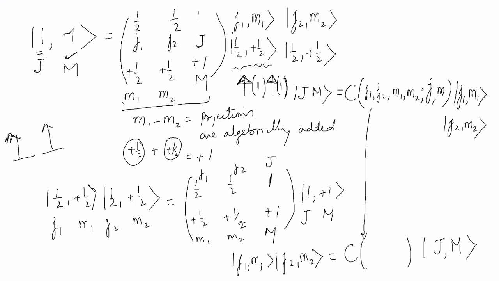Combined state of 1 minus 1. What will be the answer? This will be possible only when minus 1 by 2, minus 1 by 2. Projections are very important, the sign on the projection is very important.